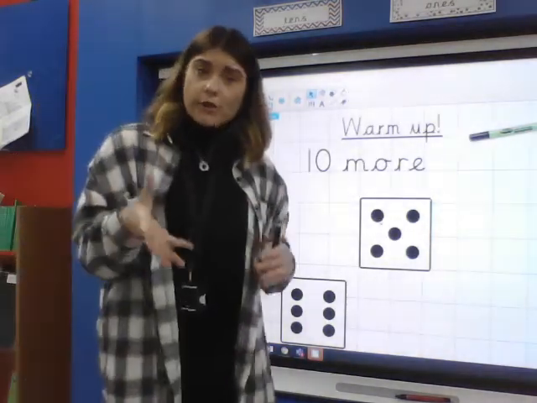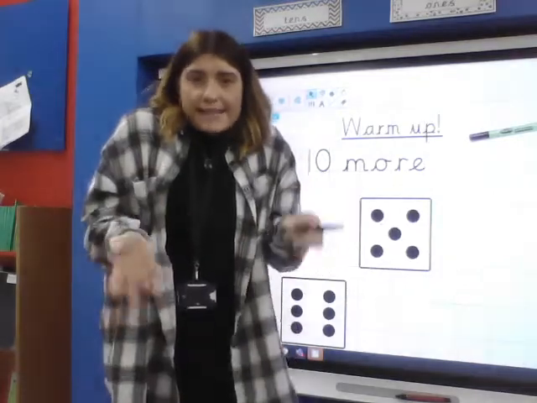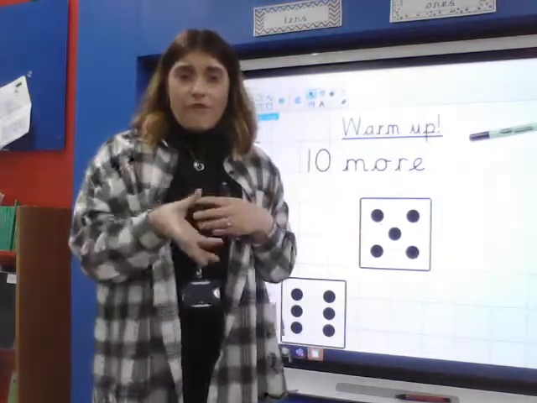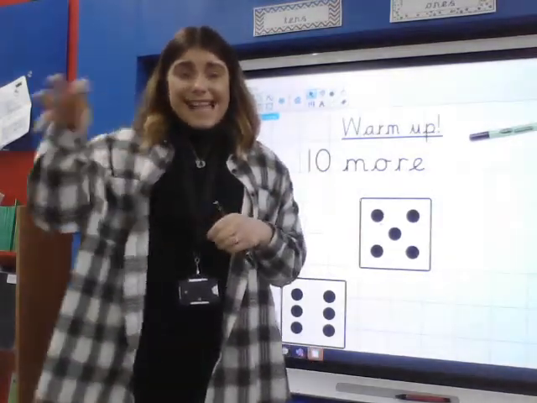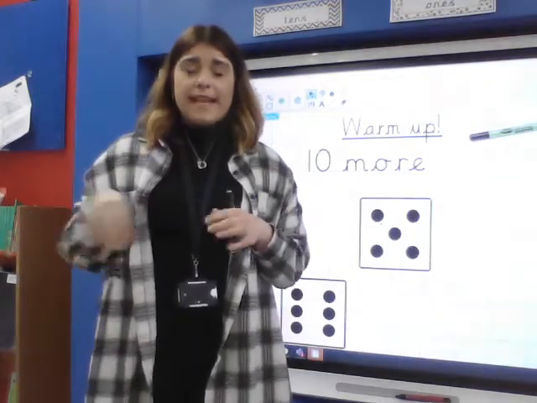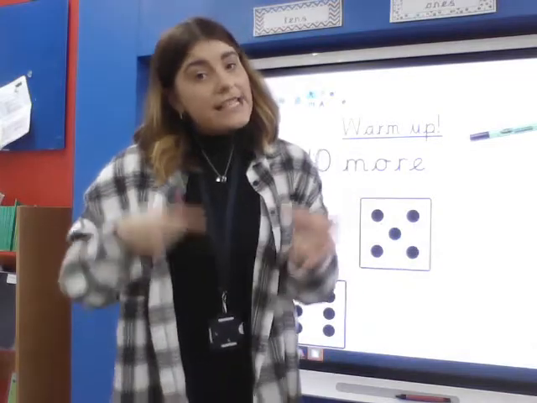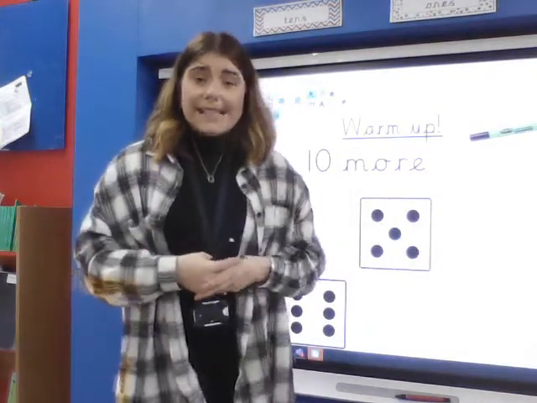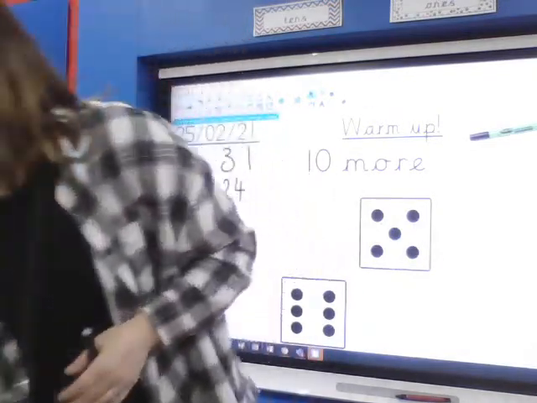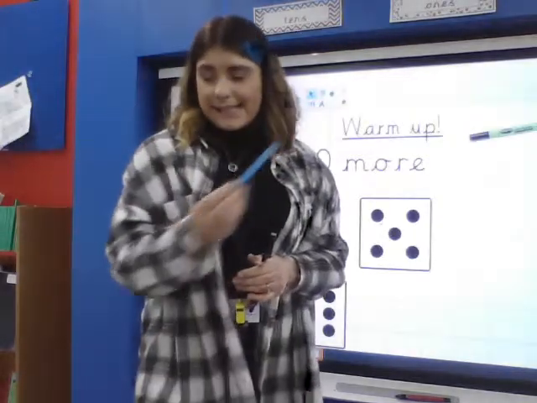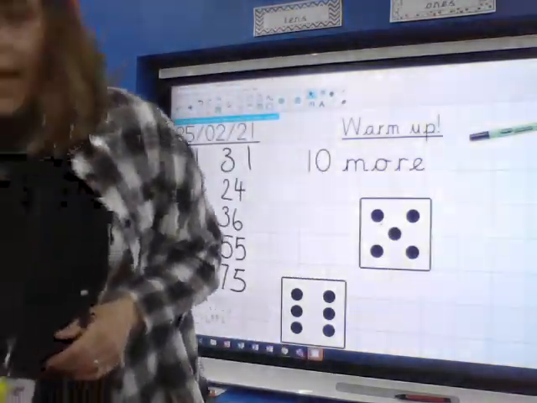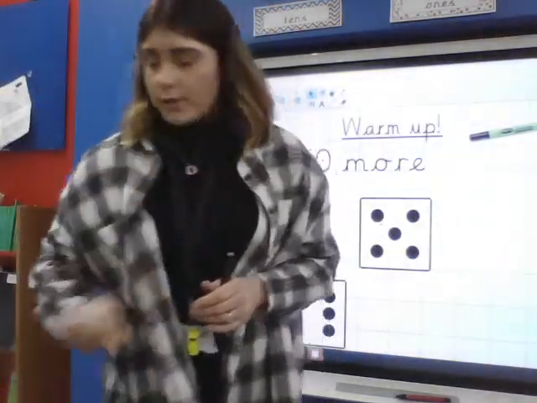And if you've got 2 dice at home, have a go at rolling the dice and then finding 10 more than the number that you have made. Imagine that 1 dice is your 10s number and 1 dice is your 1s number. So 1 dice is how many 10s you've got, and 1 dice can be how many 1s you've got.